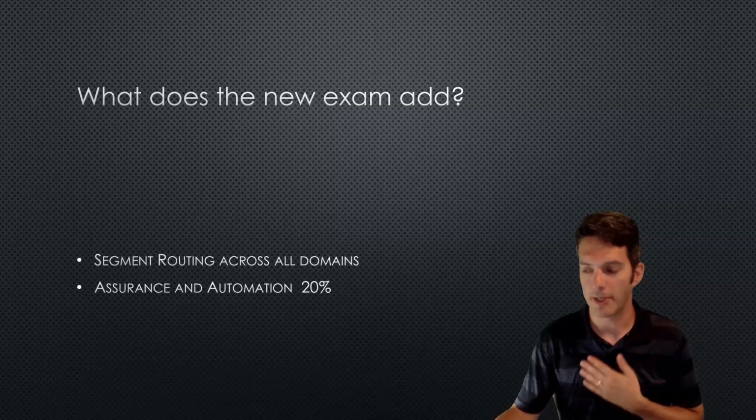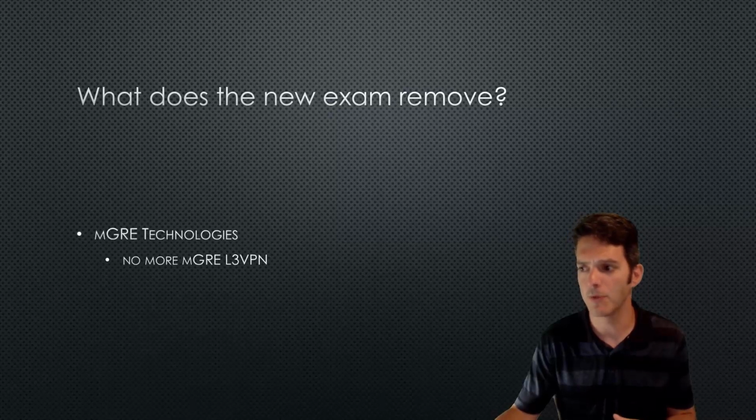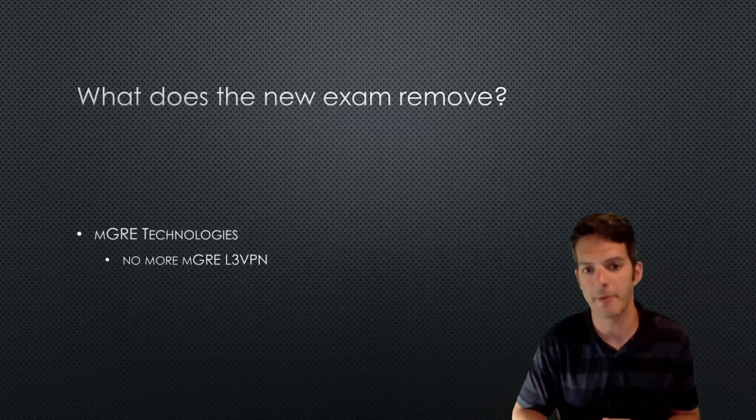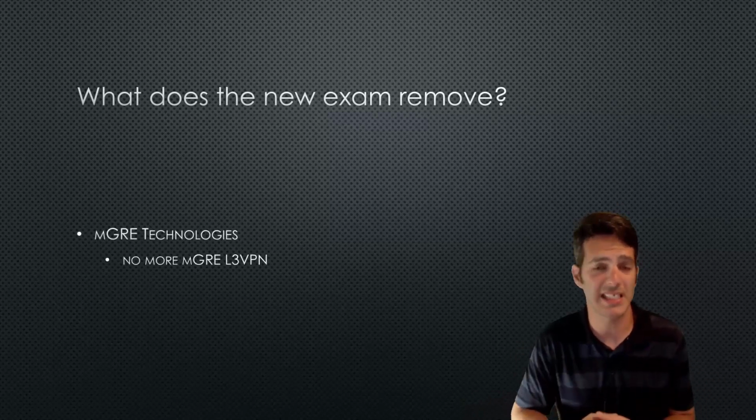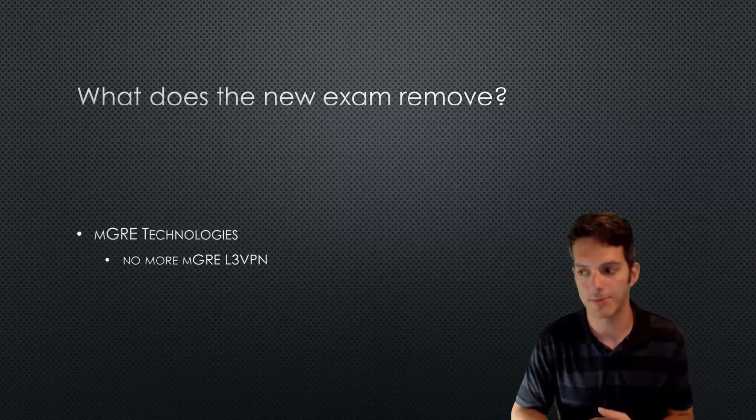Assurance and automation is about 20% of the exam, which is like the only new addition. The new exams remove multi-point GRE technology, so no more MGRE L3 VPN. That's pretty much all I can see that's different. They didn't really seem to remove a whole lot of anything. It's mostly just the GRE technologies.